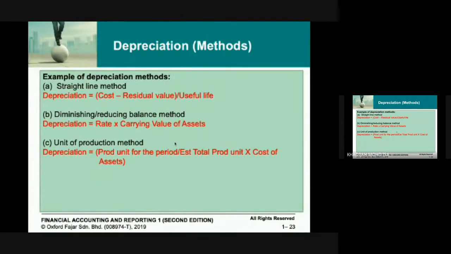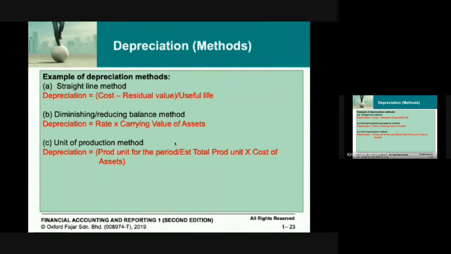In terms of the methods, just now we said that the method must be consistent. These are the three methods which are commonly used. One is the straight line method. How to compute the straight line method: the cost of the asset minus the residual value is divided by the useful life of the asset. Residual value is the value of the asset.